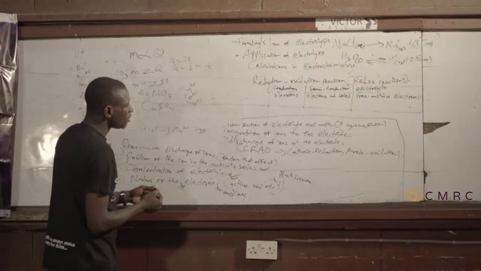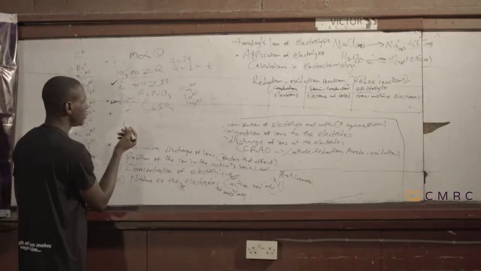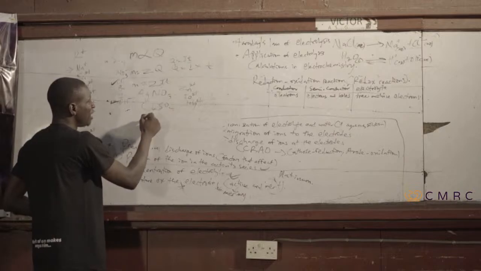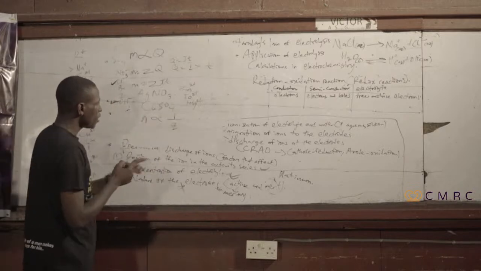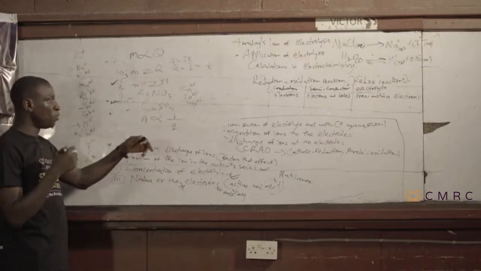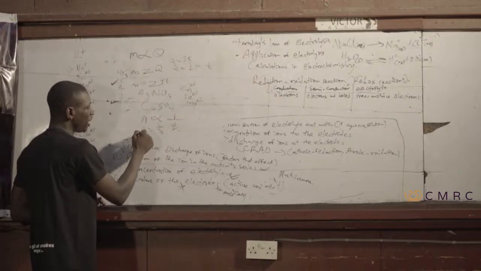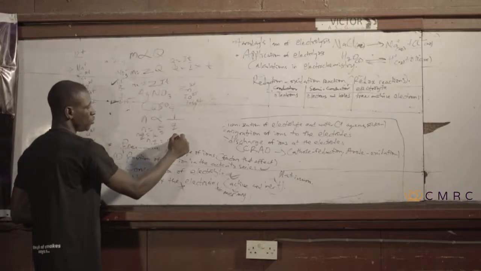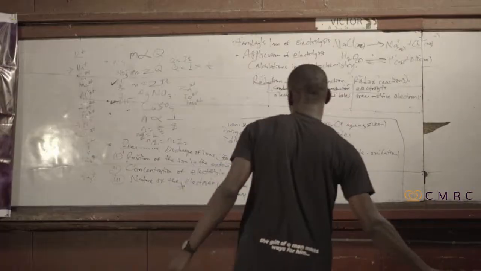Now, this is the representation of Faraday's second law. The number of moles of each substance deposited is inversely proportional to the chemical equivalent. That is, N is inversely proportional to 1 over Q, where Q is their chemical equivalent. So we can say N equals K over Q, meaning that NQ equals K. So we can say N1Q1 equals N2Q2.